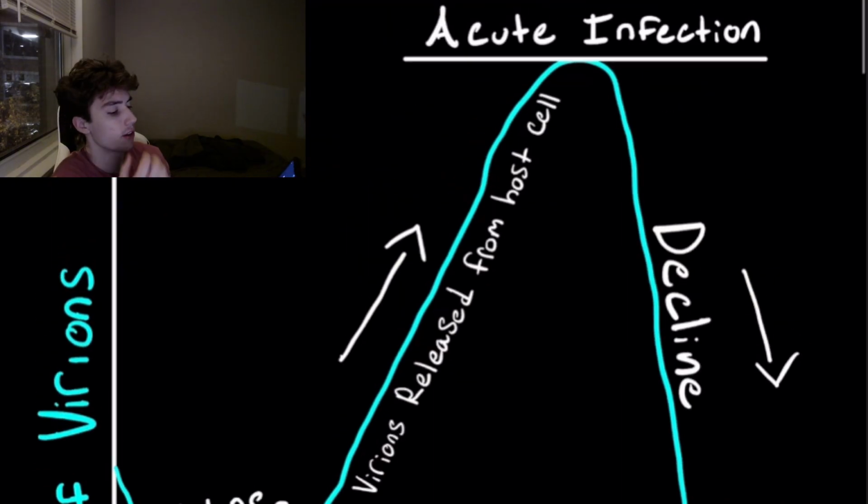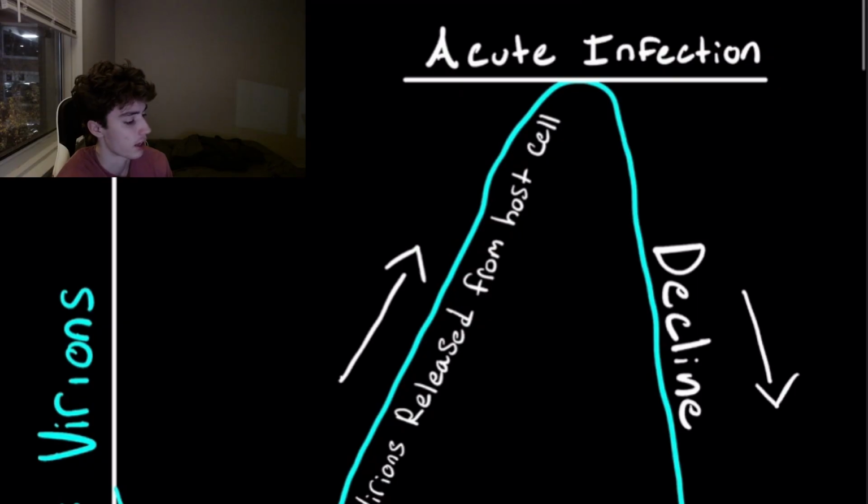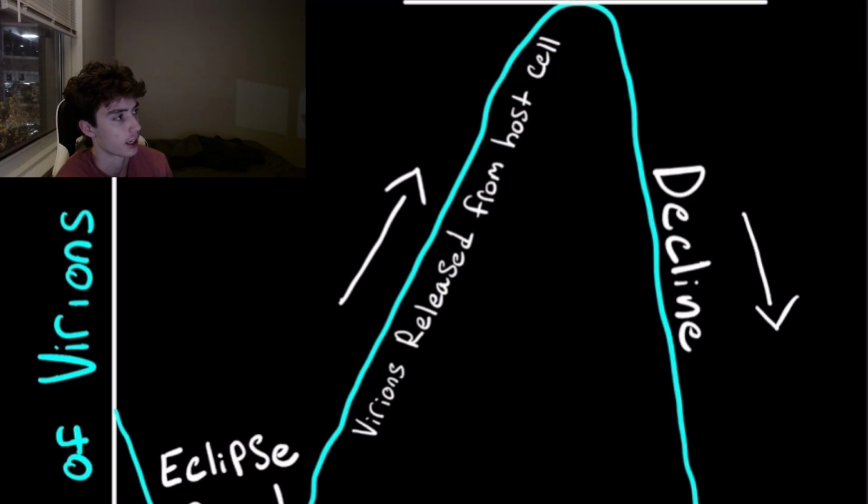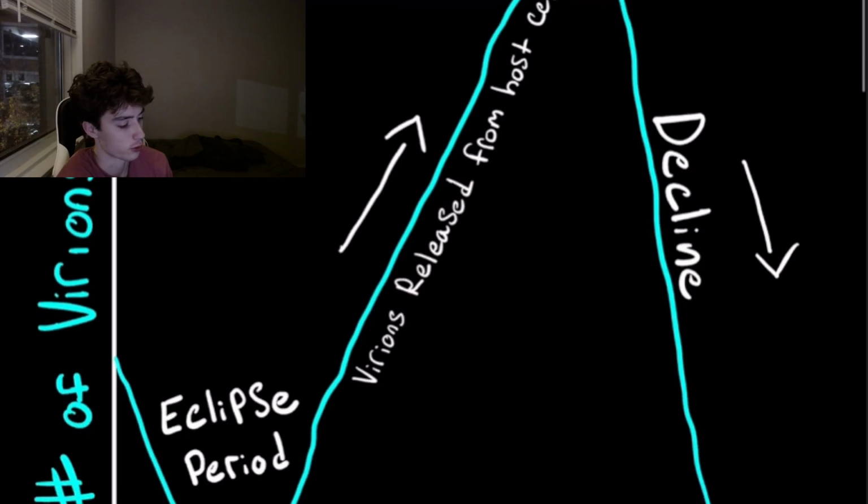Then during the acute infection, this is when the infection has peaked. So the number of virions are at its highest. This is when you are showing the most symptoms. Life is the absolute worst for you. For humans, this is when your natural killer cells are the most active. And then eventually your adaptive immune system will kick in and your T cells will start to fight off the virus, which would lead to the decline.